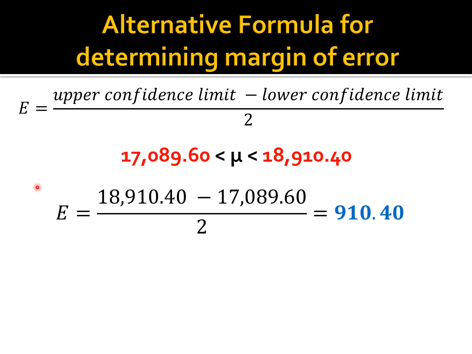There is an alternative formula for determining margin of error. That is the difference between the upper confidence limit and the lower confidence limit divided by 2. Okay? Balikan natin yung previous example na yung nakuha natin kaninang interval. So, yung upper confidence limit natin ay ito, si 18,000 plus, minus 17, yung lower confidence limit natin divided by 2. So, kung mapapansin nyo, we'll get 910.4. Okay? So, kapag given ang upper confidence limit and lower confidence limit, subtract lang, then divided by 2. Then, makukuha na yung margin of error.